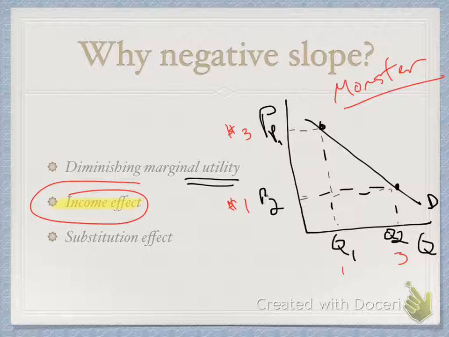The last reason is the substitution effect. What this states is, at $3 you buy one Monster, at $1 you're buying 3 because you may be buying less of something else. You didn't buy a Red Bull, you didn't buy a coffee, you didn't buy candy because this was such a good deal at $1 that you increased the purchase of Monster. So this is a substitute. Alternatively, when the price goes up on Monster, you substitute away from it and buy less. That's why you buy only one at $3.